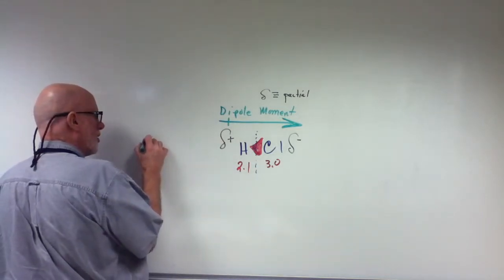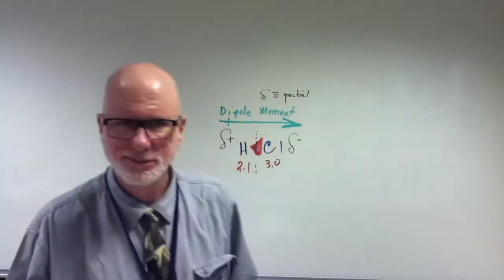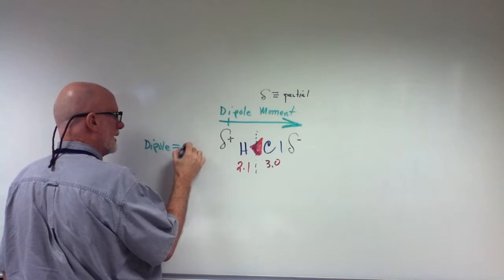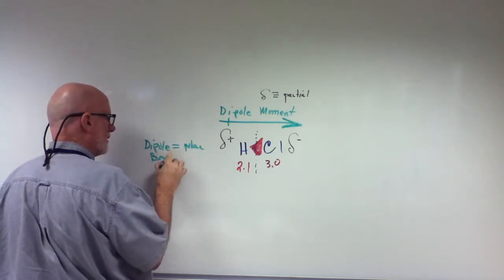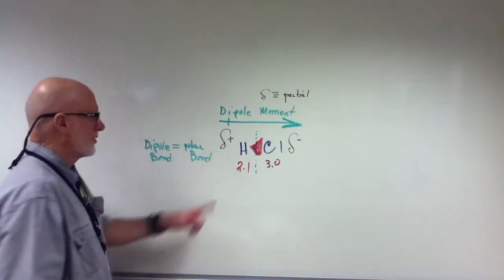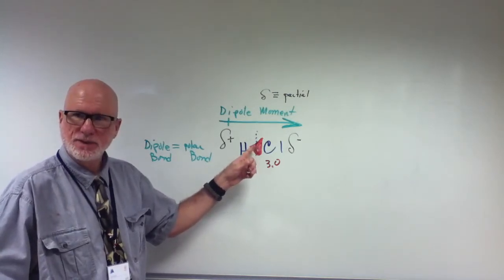So, dipole moment, can we just say dipole? Is that okay? We kind of use a little slang. We just don't say dipole moment, we just say dipole. That equals a dipole moment on a bond, right? Polar bond. So that bond is polar. You see that? It has a dipole.